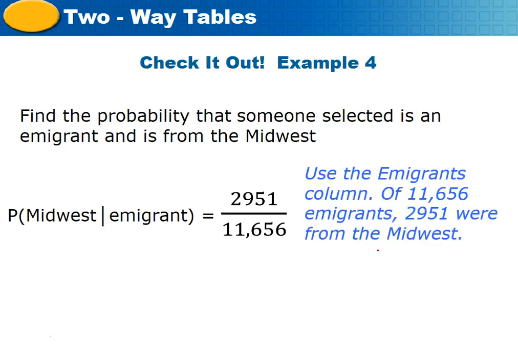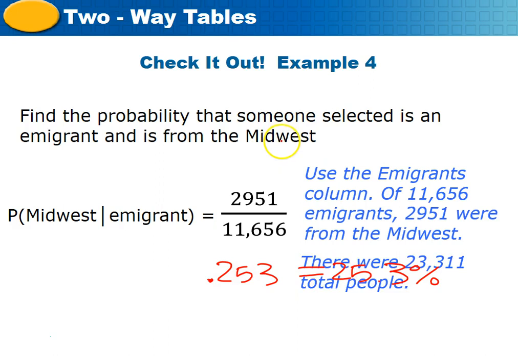We're going to divide the 2,951 by the 11,656. That gives us 0.253, which converts to 25.3%. Okay, now let's look at this next set of problems.